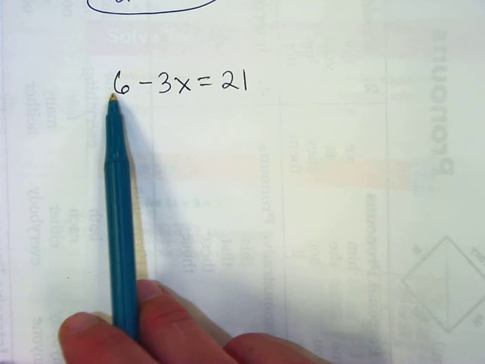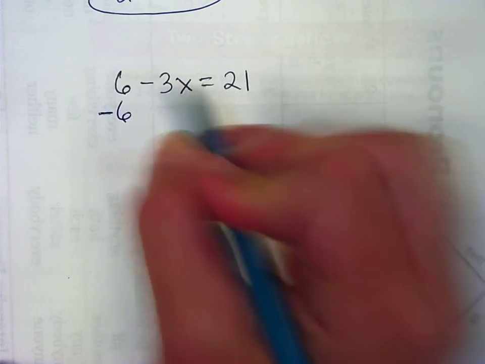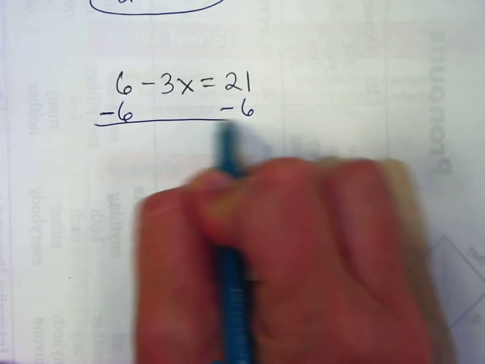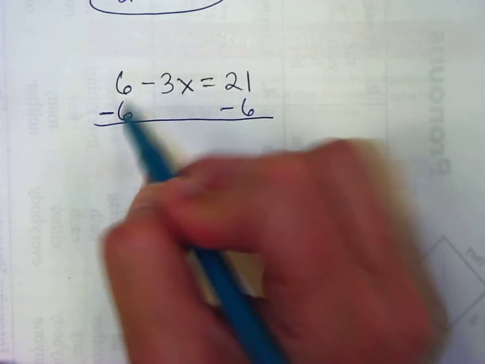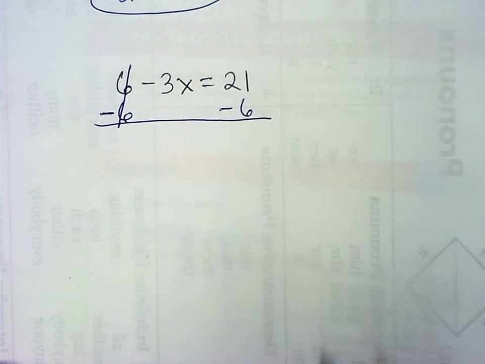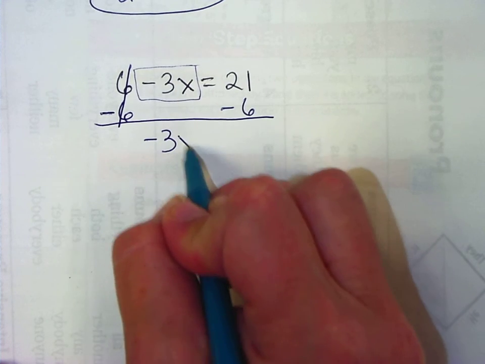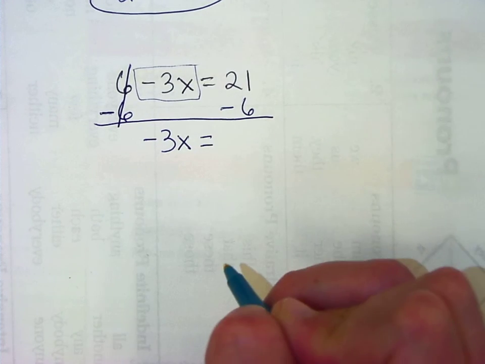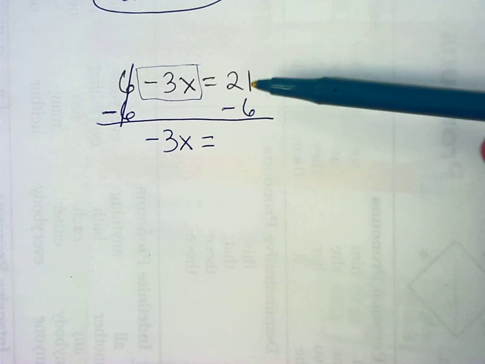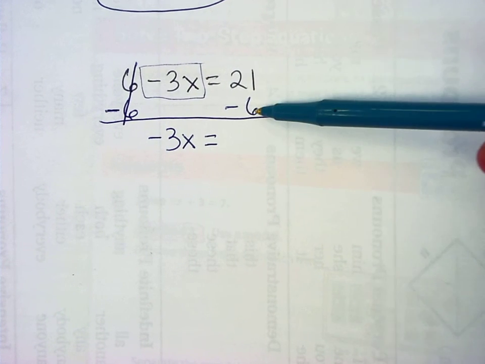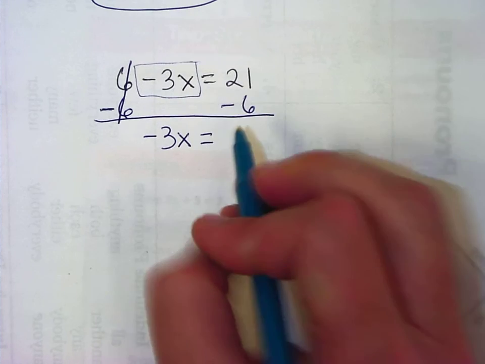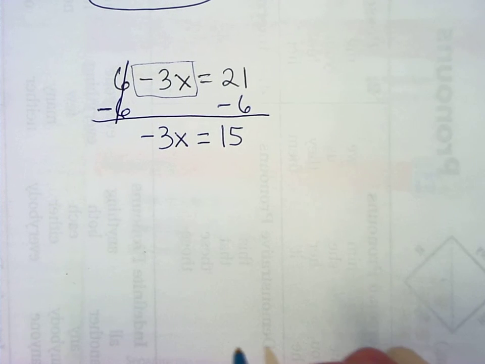So the opposite of a positive 6 is a -6. I'm going to subtract 6 from both sides. So 6 take away 6 is 0. These opposites cancel each other out. What I have left on this side is a -3x. So I bring that down, and now let's combine these. This is a positive 21 and a -6, so 21 take away 6 would be 15.